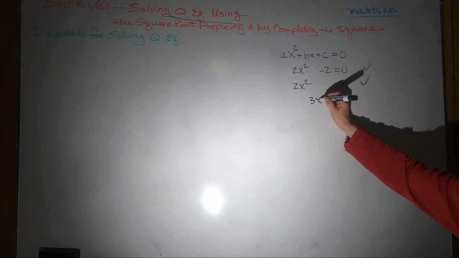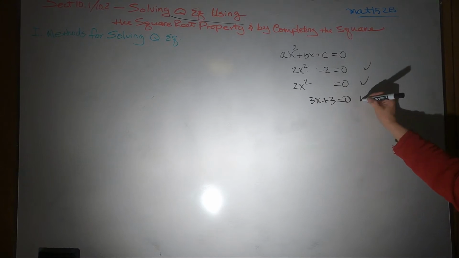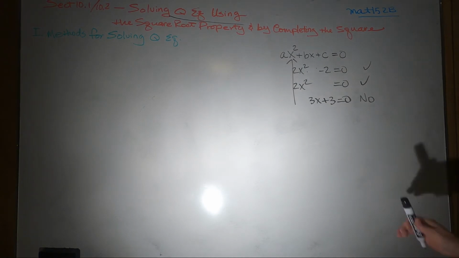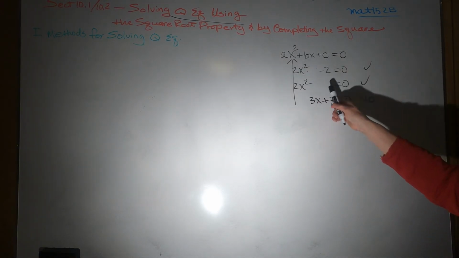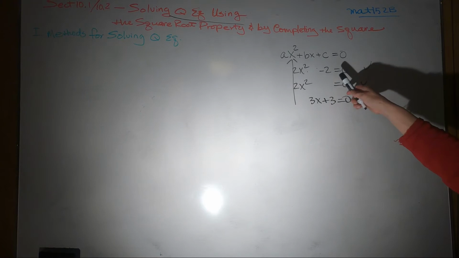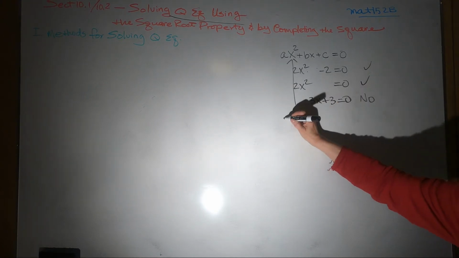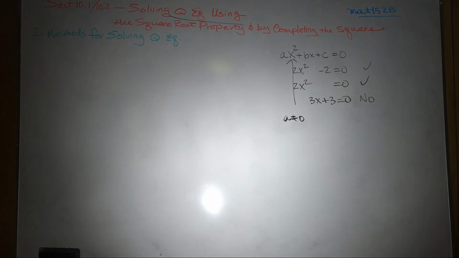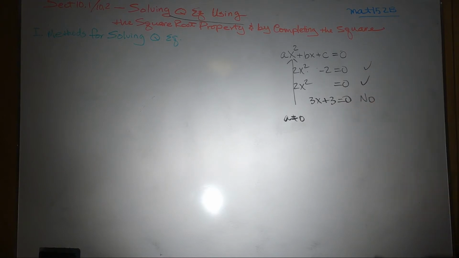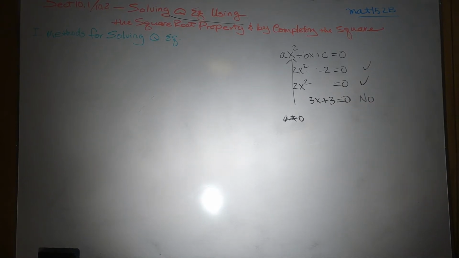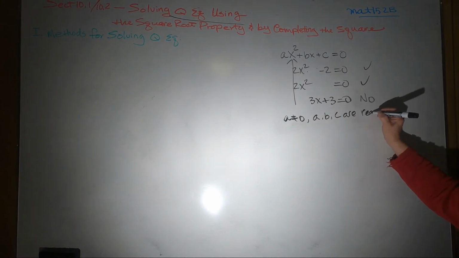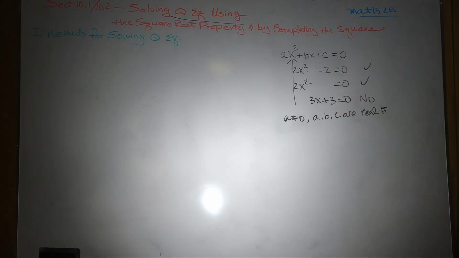However, if you have 3x plus 3 equals 0, is this a quadratic equation? No, because you don't have x squared. For this one, A is 0, B is 3, C is 3. So for a quadratic equation, A cannot be 0, because otherwise you don't have a square. B or C can be 0. A, B, C are real numbers, because 0 is a real number as well.